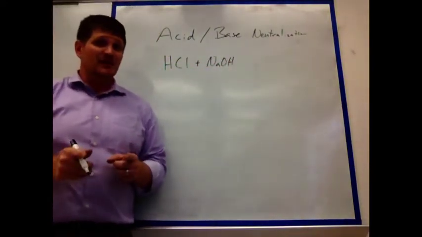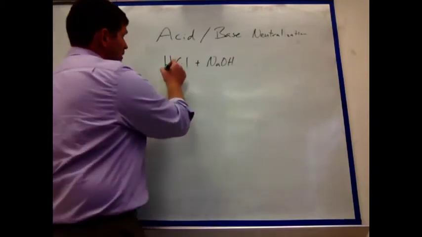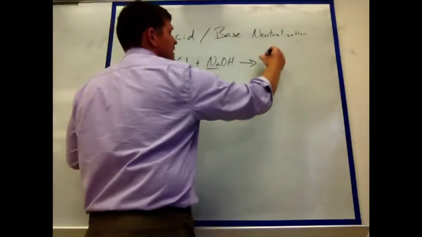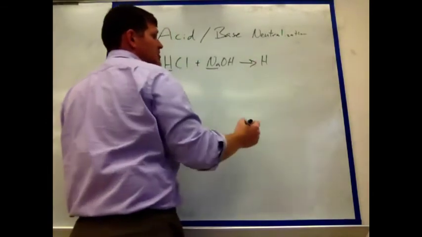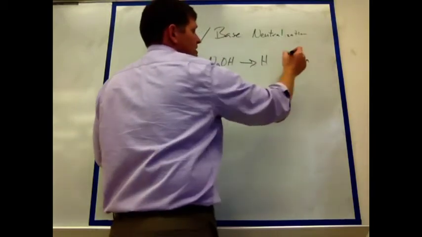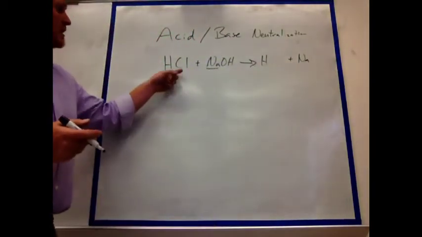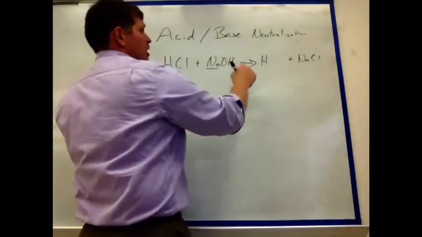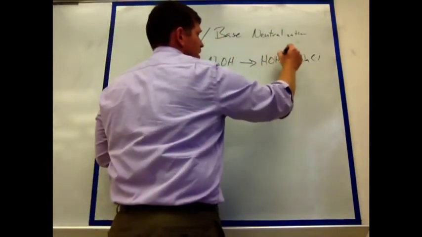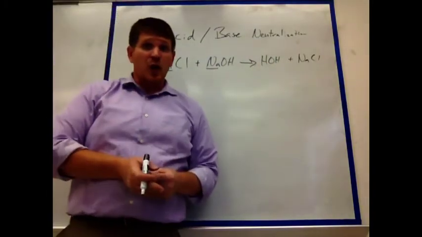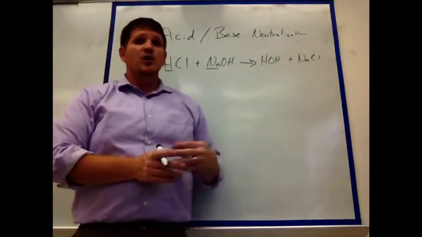It's a double replacement reaction, so we're going to keep our metals in the same spots on this side. So H, and then Na, and then we're going to switch the anions with them. So Cl is going to go to Na, and then OH is going to go to our H. So we end up with our products of HOH, which we know is water, and NaCl, which is a salt.